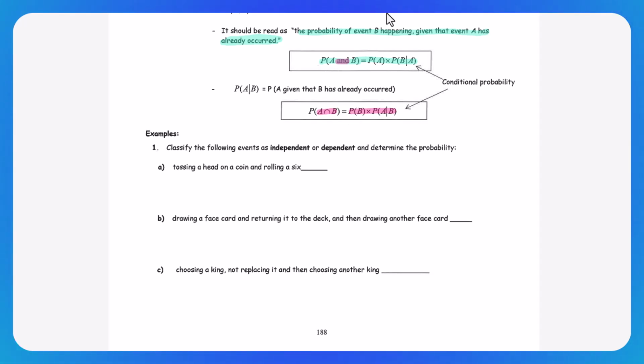So let's go and look at some examples and see if we can classify if these are independent or dependent events. And then we're going to determine the probabilities with the new formulas. So the first one is tossing a head on a coin and rolling a 6. Well, these are two separate objects. We have a coin in one hand, rolling a die in another hand, and whatever happens with one does not affect the outcome of the other. Therefore, we're going to say that these are independent events.